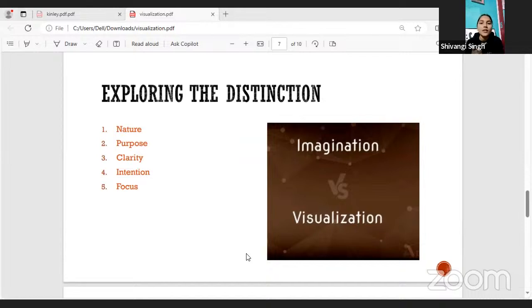But visualization is the process of creating mental images and pictures which we do deliberately to achieve success, achieve a desired outcome, or manifest a desired outcome. It is generally specific, and it needs focus and attention toward a specific goal. But imagination doesn't need any focus, it wanders from one place to another, and it is generally boundless.